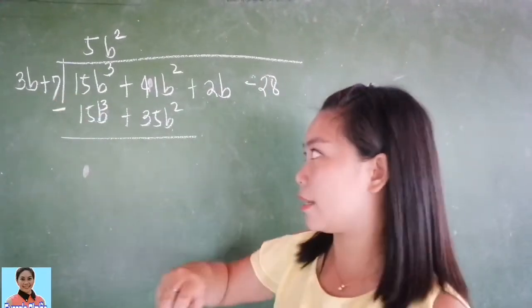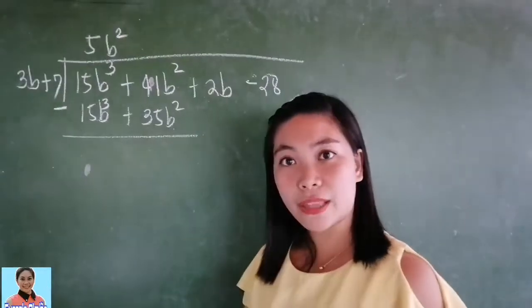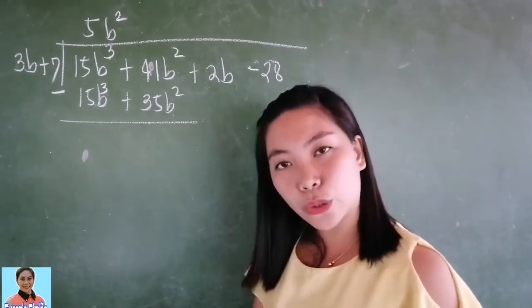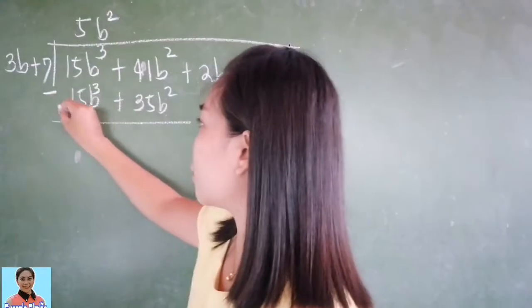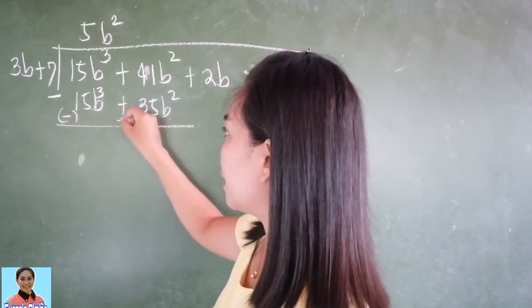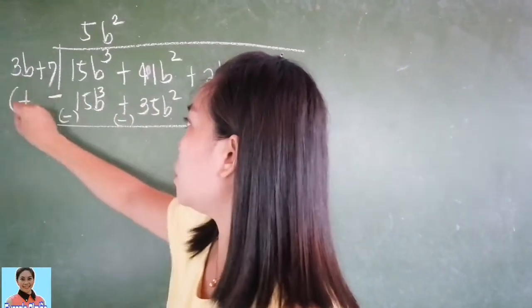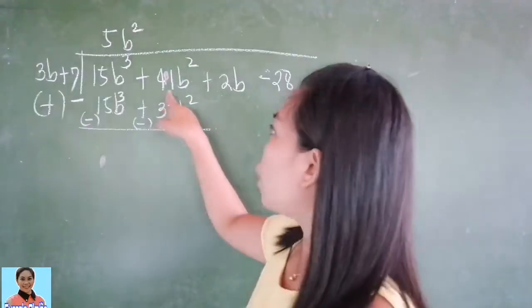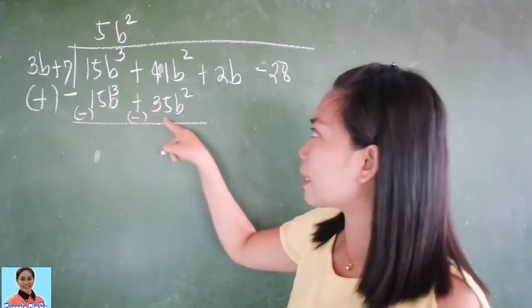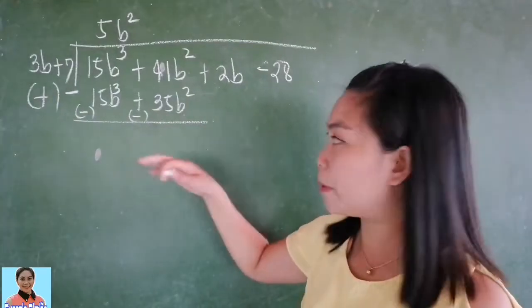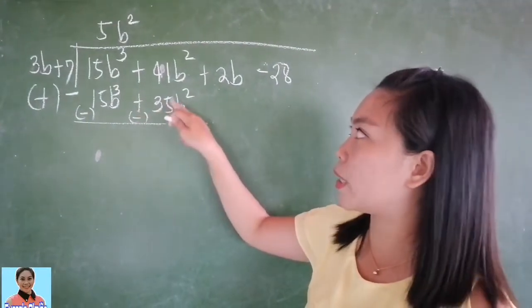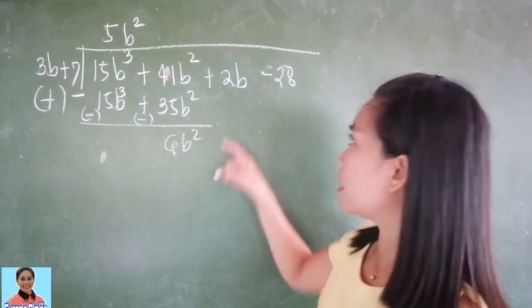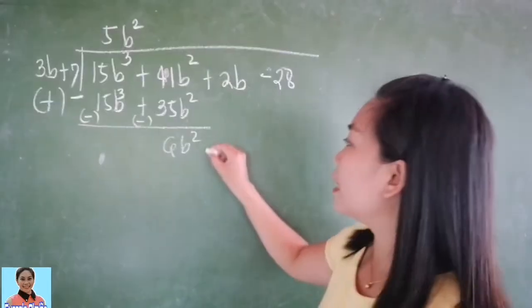Then, subtract. But before that, we have to change the sign of the subtrahend, then proceed to addition. So, change the sign. This becomes negative. This becomes negative. Then proceed to addition. 15 plus negative 15, of course, is 0. 41 plus negative 35. So, ibig ko sabihin, ang like sign, so isusubtract natin. That is equal to 6. Bring down b squared. Now, bring down 2b.